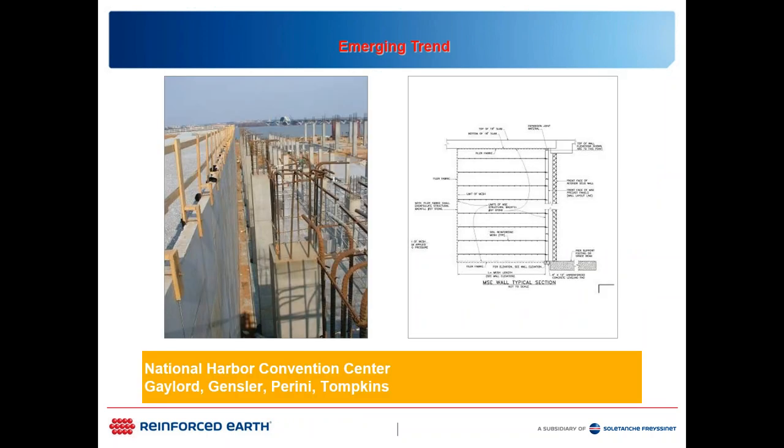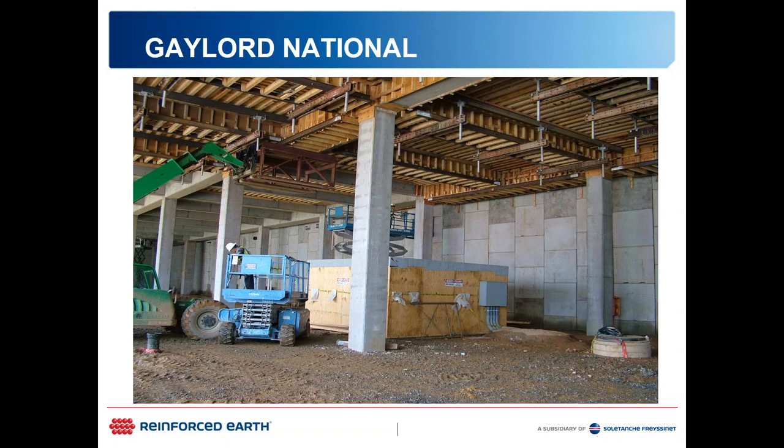For an application like that, this is the National Harbor Convention Center in Washington, D.C. As you can see, the MSE structure is taking care of all the earth pressure loads, and then all you have to do is provide a thin precast facing between the columns for the building. These are various stages of construction of this basement structure, which uses an MSE type structure to take care of the earth pressure loads, thus saving money on the construction of the basement wall.